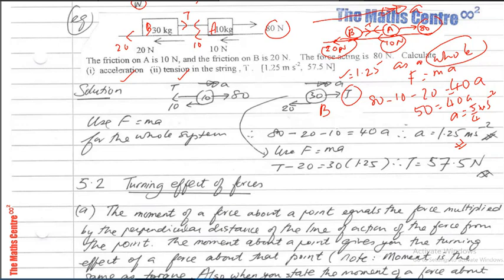Let's use F equal to MA. That's what I've done here. The resultant force to the right. A is to the right, so resultant force must be to the right. T minus 20 equals to 30A. What is A? 1.25. T equals to 57.5 newton.